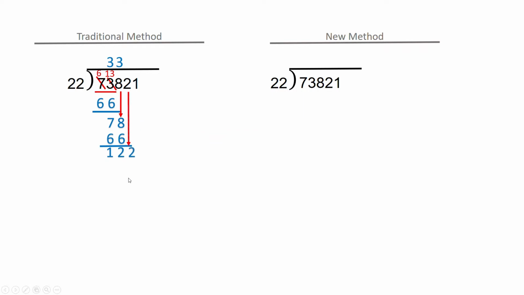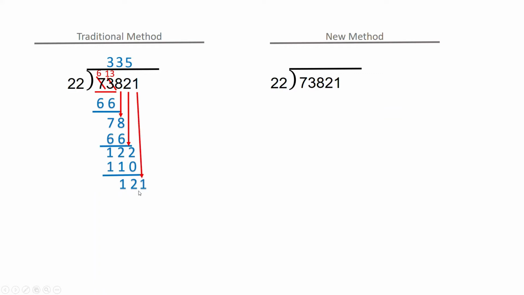So our new dividend is 122. So 122 divided by 22 is equals to 5. And 5 times 22 is equals to 110. So 122 minus 110 is equals to 12. So we bring down the last digit, which is 1.